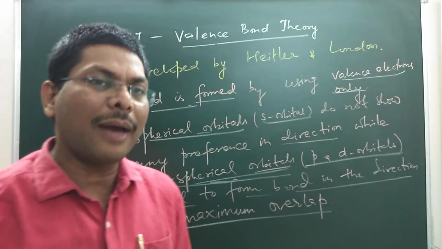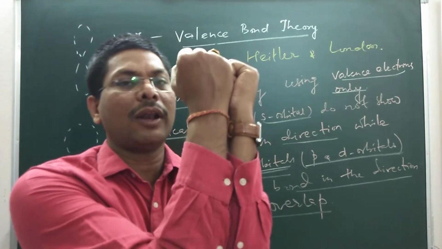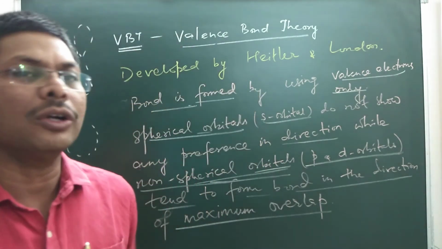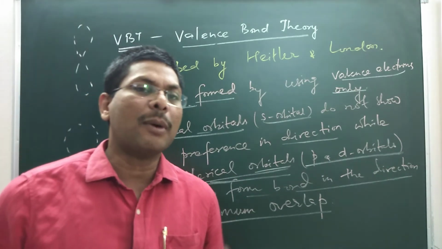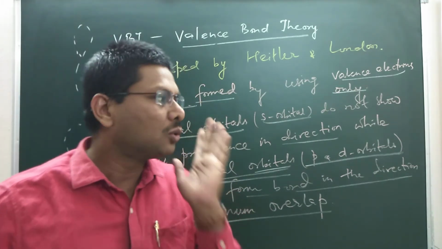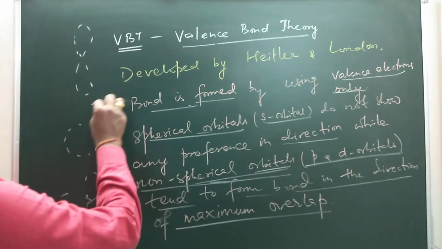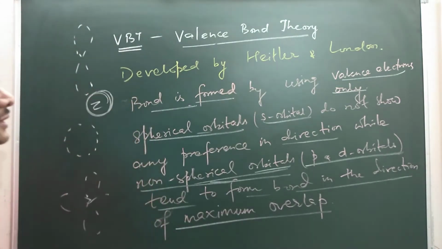Axial overlap gives rise to a sigma bond, lateral overlap gives rise to a pi bond. Sigma bonds are the first bond formed, and sigma bonds are stronger than pi bonds. You have to keep this in mind, and the internuclear axis is the Z axis. Internuclear axis is the Z axis. So keep this in mind.